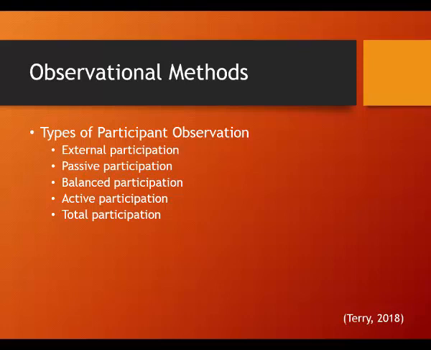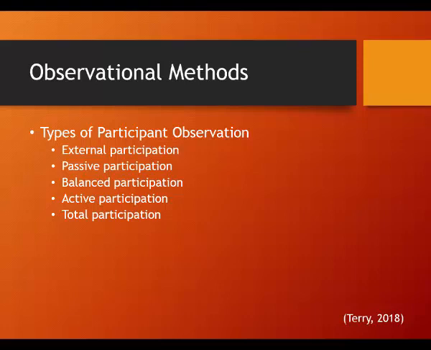For balanced participation, the researcher walks a tenuous tightrope between being a participant and a spectator. The researcher is not a full participant in all the research subject's activities. For active participation, the researcher generally does what the majority of the participants in the research setting are doing. Active engagement by the researcher will occur as he or she learns the rules of the research setting.